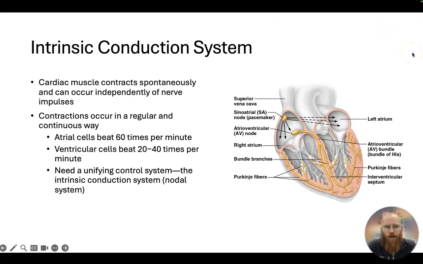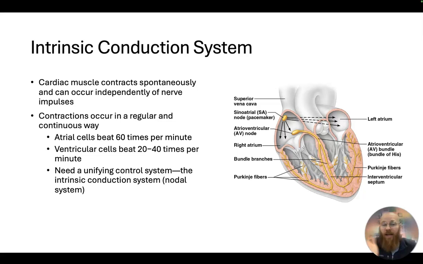Now, we also have this intrinsic conduction system, right? This sort of nervous side of things that basically keeps the heart itself contracting. The cardiac muscle is able to spontaneously and independently contract regardless of having outside nerve impulses. That's really important because it shows the priority of keeping this organ going regardless of what's happening outside, or if there's any interruption in nervous input, so as to preserve life.